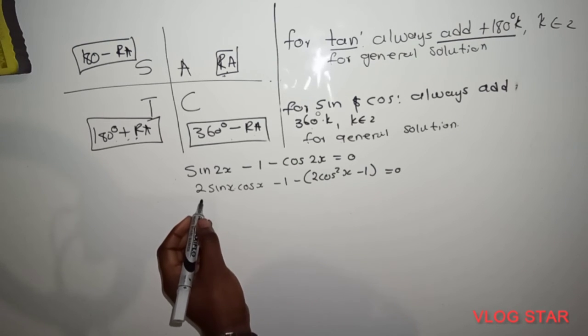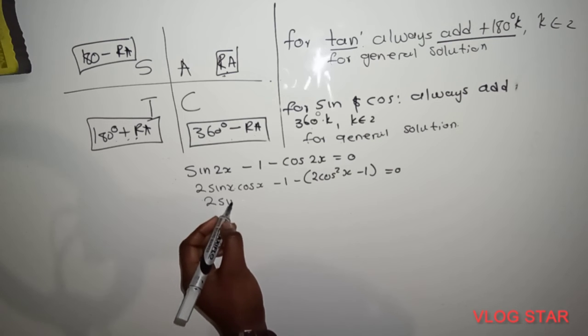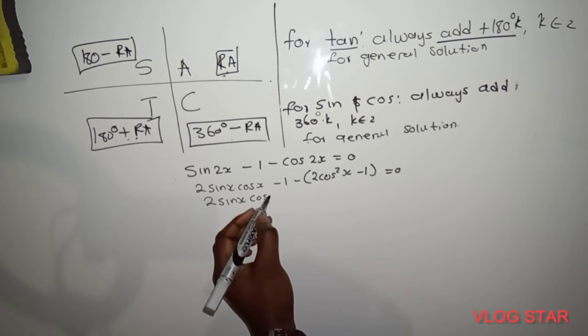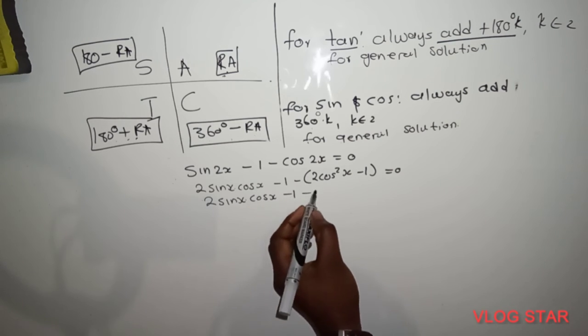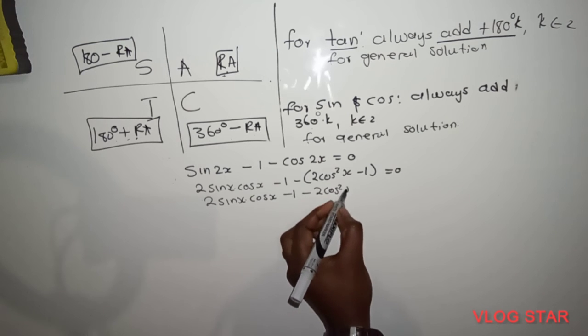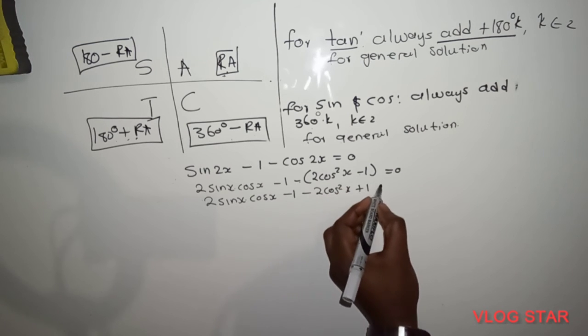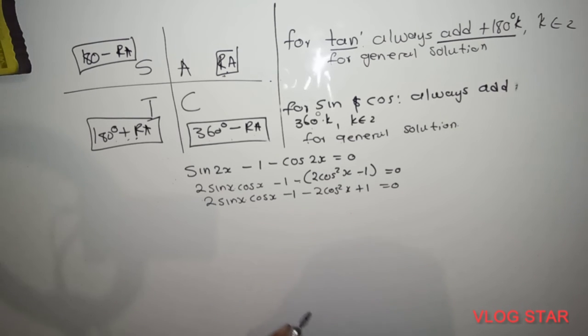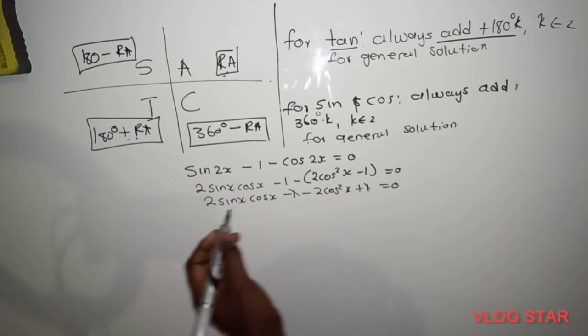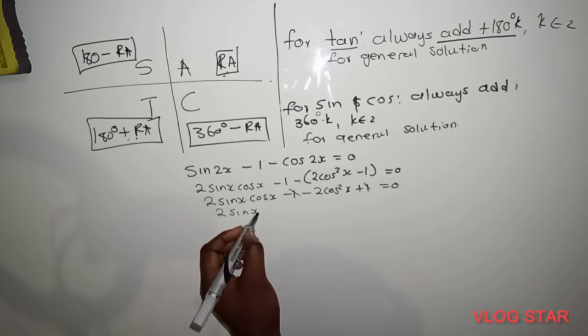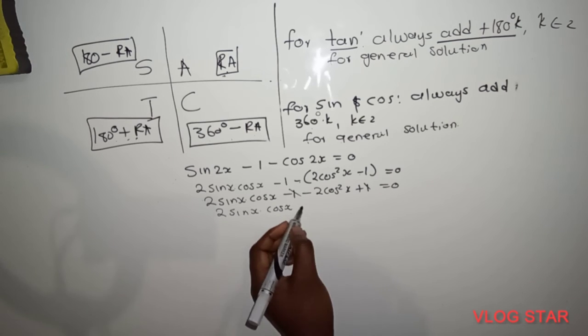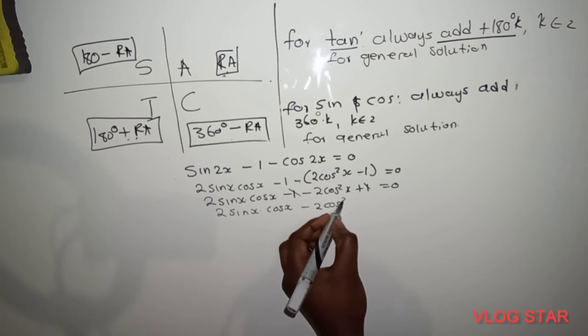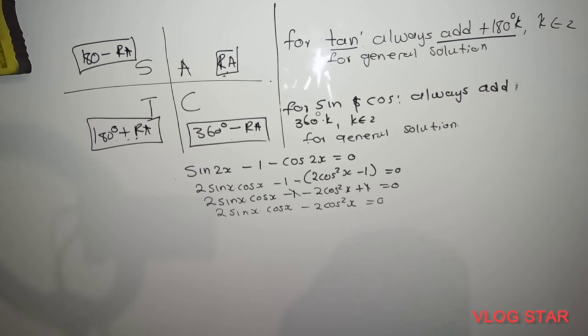When I remove the brackets, it's going to be 2 sine of x dot cos of x minus 1, negative 2 cos square of x. This and this are going to give me plus 1. Here you can see that negative 1 plus 1 will cancel out, so I'm left with 2 sine of x dot cos of x minus 2 cos square of x, which equals 0 now.